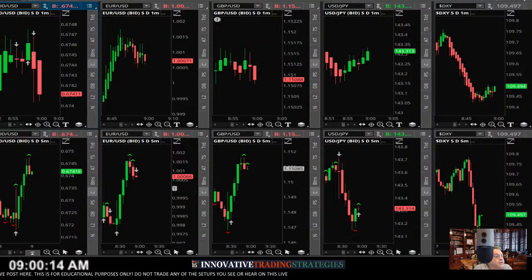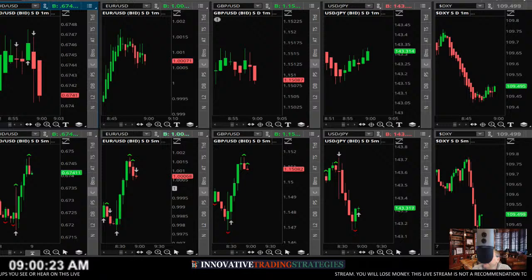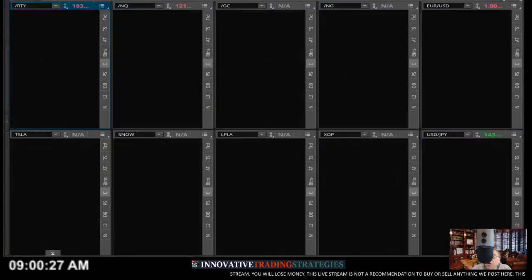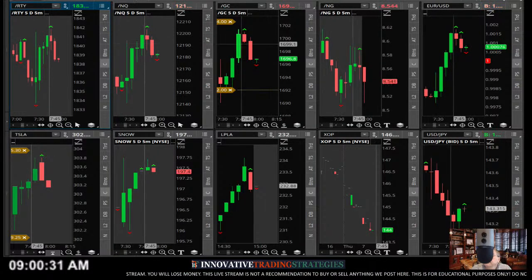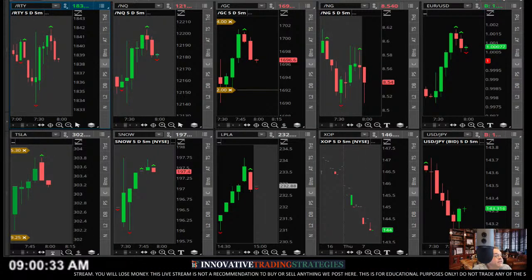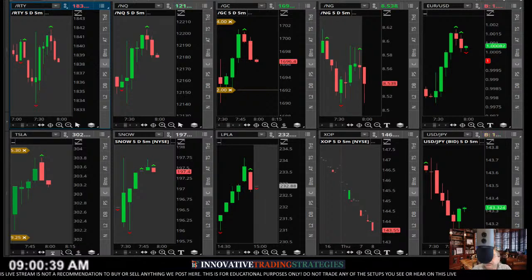Got a couple trades working this morning. We are long a gold. Let me give you those first here. Let's take a look here. Long a gold. Trying to hit 1704. Good entry right here with the reversal at 1692, so not much of a risk.